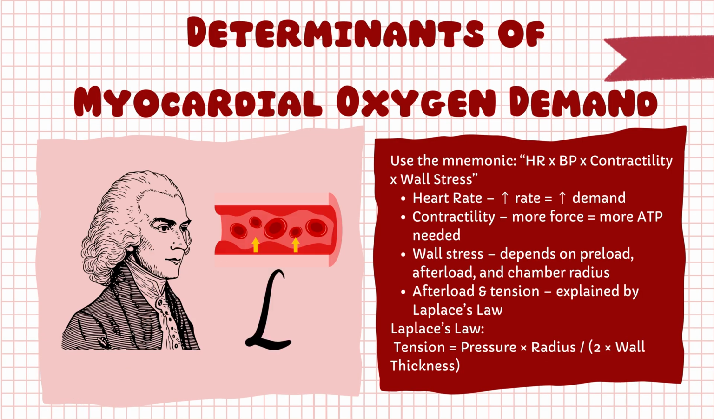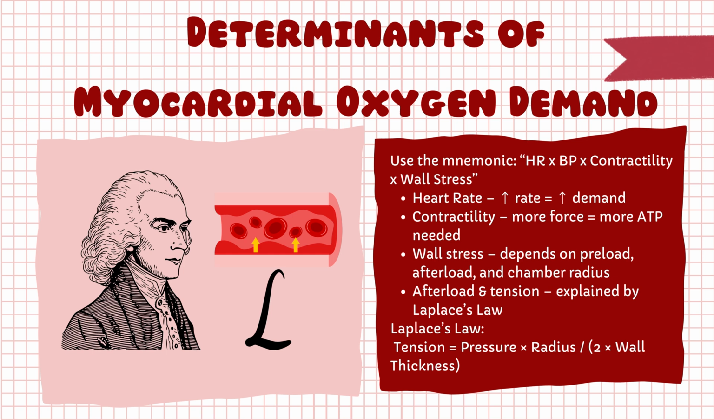To understand oxygen demand, remember the mnemonic: HR times BP times contractility times wall stress. Let's break it down. Heart rate: higher rate means more contractions, more ATP needed. Blood pressure, or afterload: the heart must pump against this resistance. Contractility: stronger contractions use more energy.